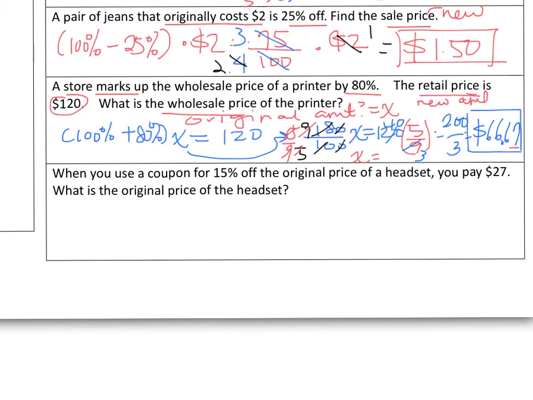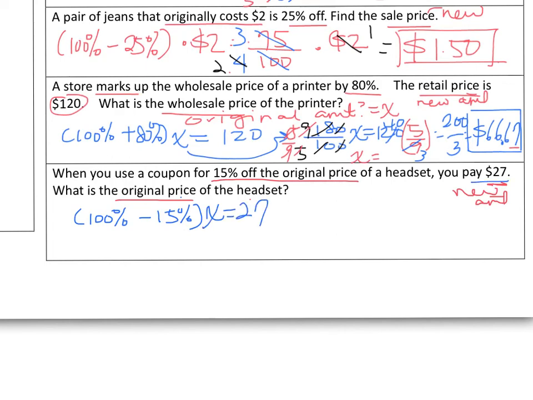And last problem, when you use a coupon for 15% off the original price of a headset, you pay $27. So this would be the new amount. What is the original price of the headset? So we can take 100%, subtract 15%, times the original price. We can let that equal x, and the new amount would be $27. Okay, and then this would be 85 over 100, x equal to 27.